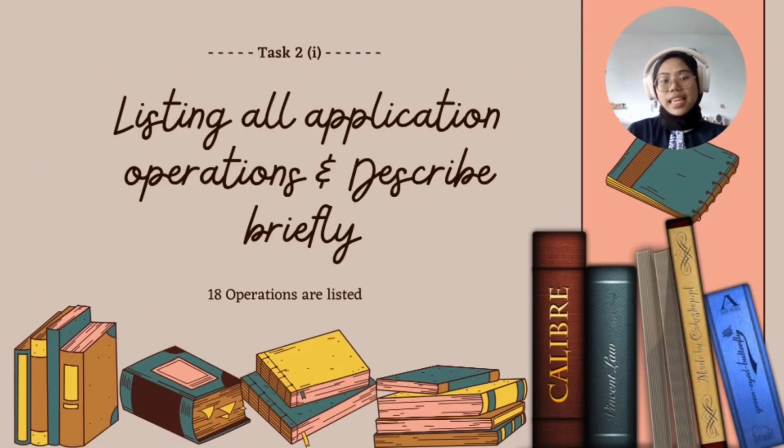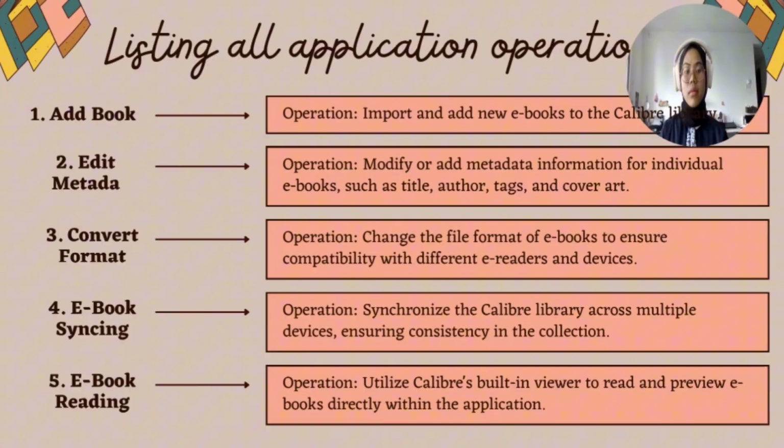Next, I will be listing all application operations that are involved in Calibre, and I will describe them briefly. Number 1, add book. It will operate to import and add new ebooks to the Calibre library. Number 2, edit metadata. It will operate to modify or add metadata information for individual ebooks such as title, author, tags, and cover art.